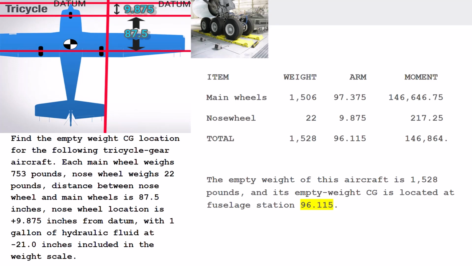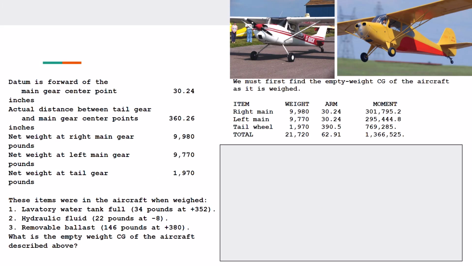The datum is forward of the main gear center point 30.24 inches. The actual distance between tail gear and main gear center points is 360.26 inches. Net weight at right main gear is 9,980 pounds. Net weight at left main gear is 9,770 pounds. Net weight at tail gear is 1,970 pounds.